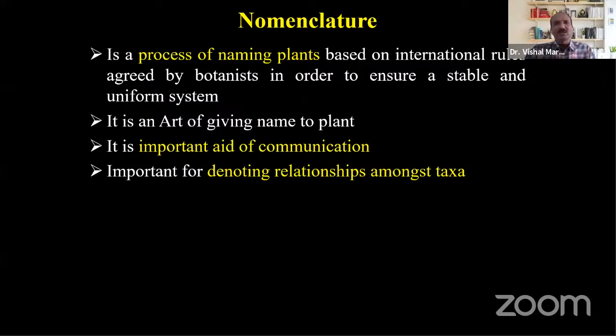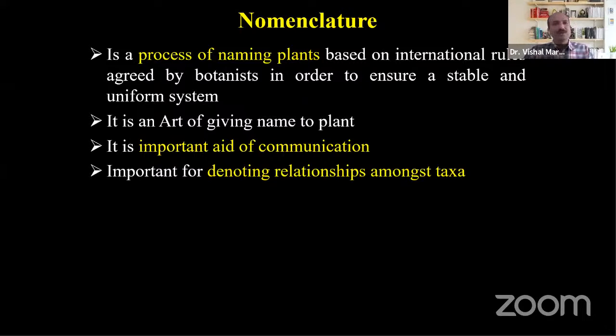So nomenclature is a process of naming plants based on certain international rules agreed by botanists in order to ensure a stable and uniform system. Whenever we want to name plants, it is based on certain rules governed by the botanists of the world. It is an international agreement of botanists, so that these rules are important and unique throughout the world. So this process of naming a plant is nothing but nomenclature. In short, nomenclature is an art of giving names to plants.